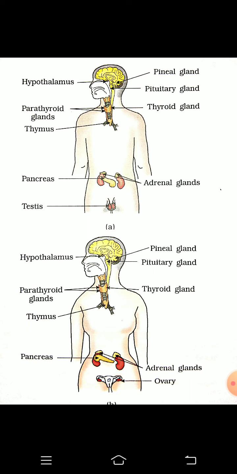If there is a deficiency of iodine, then what will happen? It may cause a goiter. What is goiter? Goiter is a disease in which we have a swollen neck, right? So because of deficiency of iodine, it can cause the disease. So this is all about thyroid gland and thyroxine.